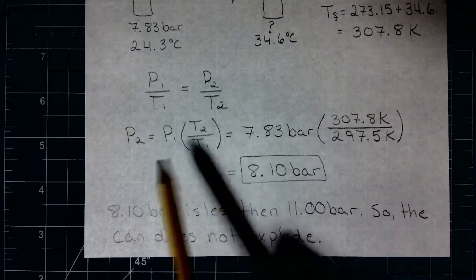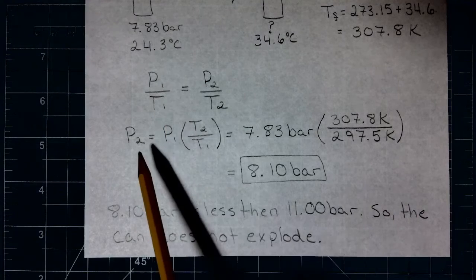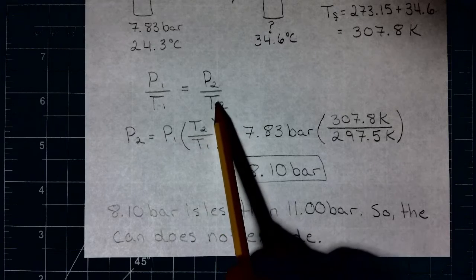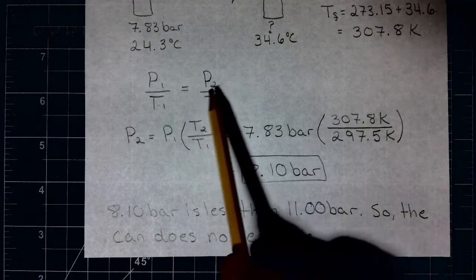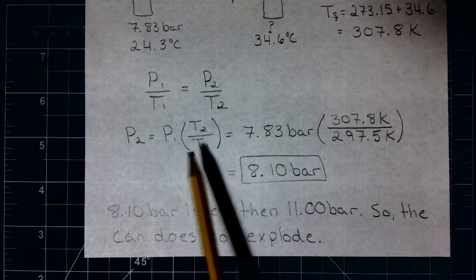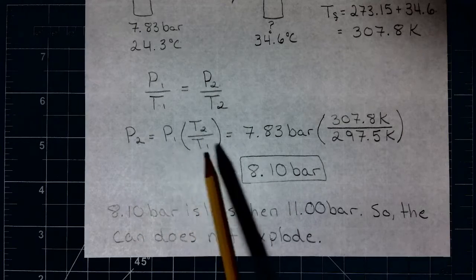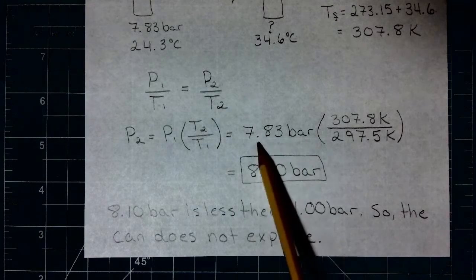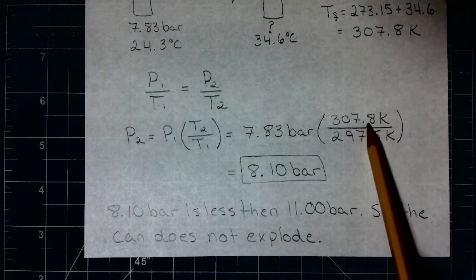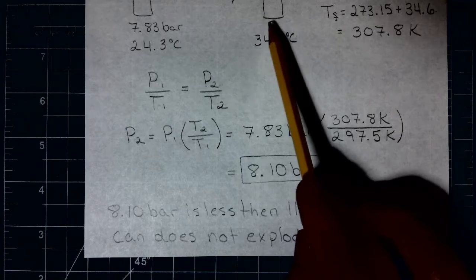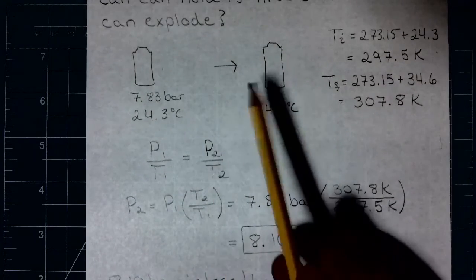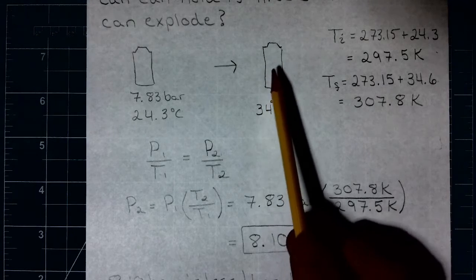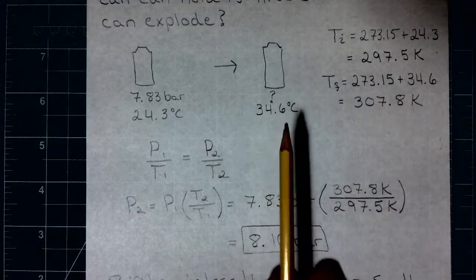We take a look at Gay-Lussac's law. We have the pressure initial divided by the temperature initial equals the pressure final divided by the temperature final. We solve for the final pressure, and we get an equation that looks like this. We plug in the initial pressure. We have our temperatures here. Again, we have the higher one up here because as we heat this, we're going to be adding energy to the molecules. They're going to collide with the inside of this wall more than they were before. It's going to cause the pressure to go up.